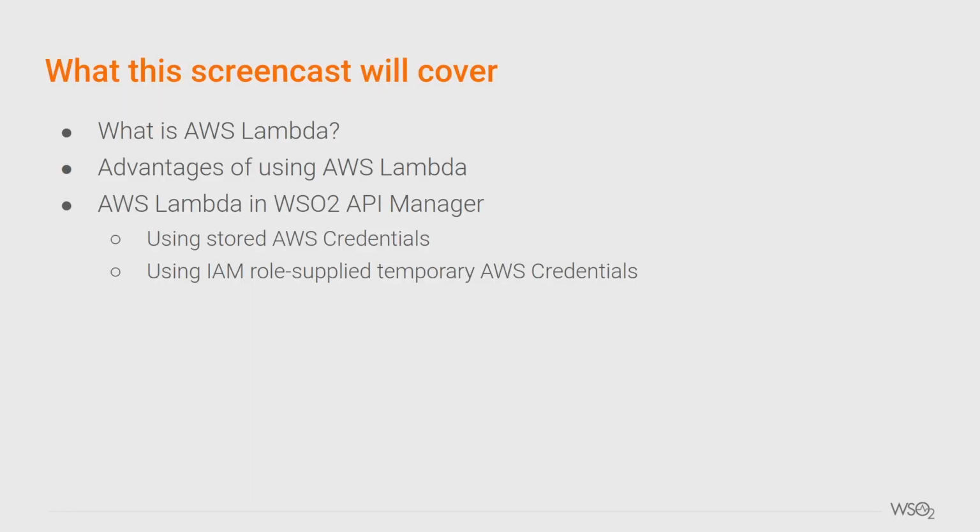In this video, we will cover a few important topics. First, we'll go through what AWS Lambda is, the advantages of using AWS Lambda over a standard server-based architecture, and the integration of AWS Lambda in WSO2 API Manager, where this feature can be used by either providing stored AWS credentials or IAM role supplied temporary AWS credentials.